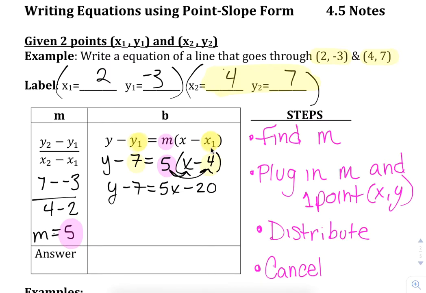Our last step is to cancel. We want to cancel this number and get y by itself. So the opposite of minus 7 is plus 7. It doesn't have an x, so we're going to add it with the -20. Negative 20 plus 7 gives us 13. It's going to be negative. So 5x minus 13 is your final answer. Go ahead and pause it, write what you see, and we'll move to the bottom.